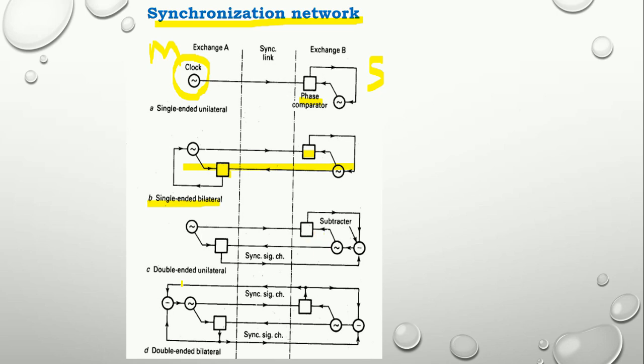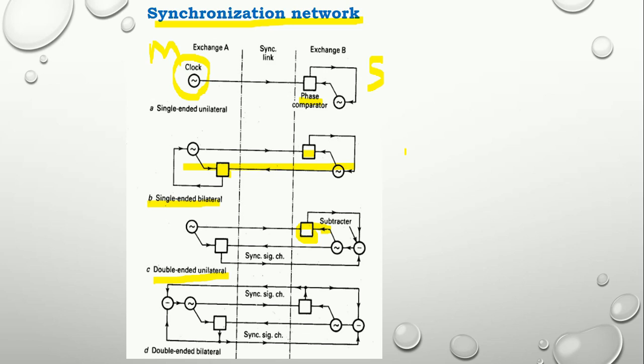To avoid that, we'll move to the double-ended unilateral network, where you'll be having a subtractor which will try to balance the same phase. So for example, assume that here you'll be having some 100 hertz, you need to balance it, which means it will subtract the difference between them and match it. So like that, both in single-ended and bilateral networks, the double-ended network will balance it by using the subtractor. So this is about the synchronization network.